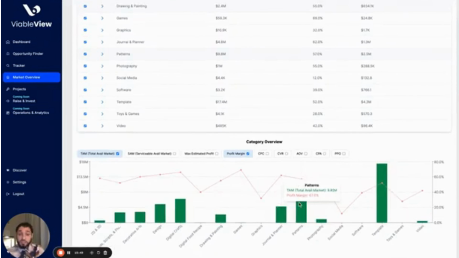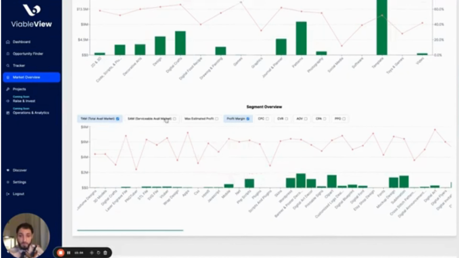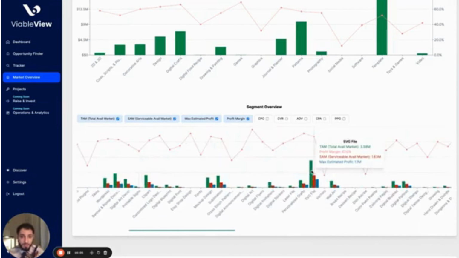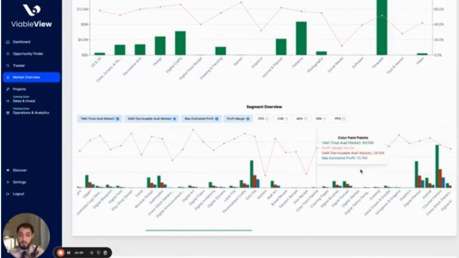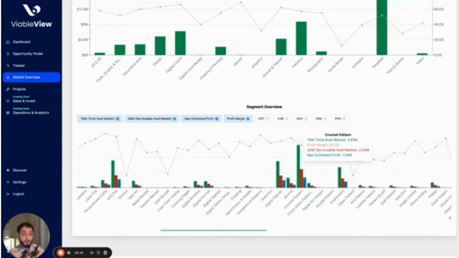Underneath that, we can chart all of the categories here. Because I have all of the categories and segments selected, it's going to chart all of the segments here as well. I'm able to chart all of the data for the categories and segments so I can have a quick glance. I'm just trying to find, here it looks like SVG files is coming up big, 3.8 million TAM, estimated max profit of 1 million. Looks like crochet patterns have a $5.6 million TAM or max profit of $1.3 million.